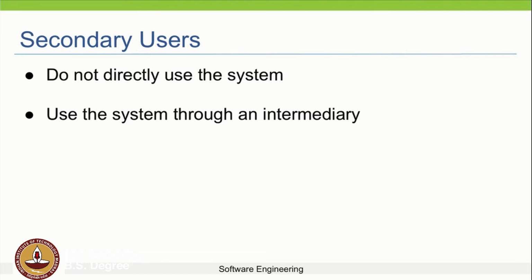Then there are other types of users who are known as the secondary users. And these users do not directly use the system, but use the system through an intermediary. So can you think of some secondary users of this seller portal? So earlier we mentioned that the sales team can be primary users. And such sales teams usually have managers who periodically want to check the sales numbers, the profits and margins, etc. So the sales managers can be the secondary users of this Amazon seller portal.